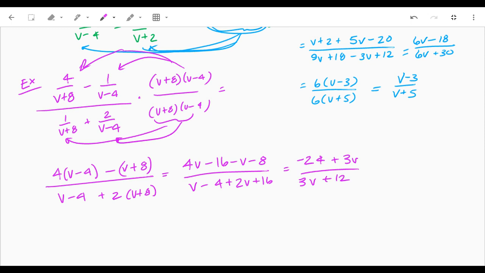Okay, so careful with your factoring here. You want to try to factor out the same thing if you can. Okay, so we'd factor out a 3 and we're left with v minus 8. I switched the order there. 3v minus 24 would be a better way to write it. Okay, and then factor out a 3 and we have v plus 4. So the 3's cancel out. Final answer, v minus 8 over v plus 4. All right, moving on.